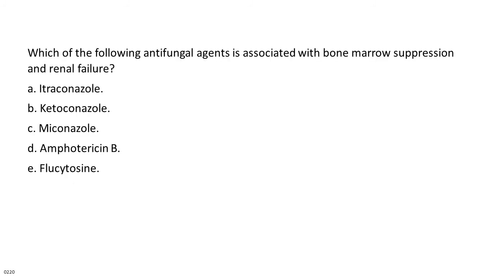The answer is E. Flucytosine. All of the drugs are antifungal agents, but only flucytosine has been associated with bone marrow suppression and synergizes with other drugs which suppress bone marrow functions. Miconazole and ketoconazole may produce hepatotoxicity, gastrointestinal upset and headaches. Amphotericin B may produce nephrotoxicity while itraconazole is associated with gastrointestinal upset and rare liver dysfunction.